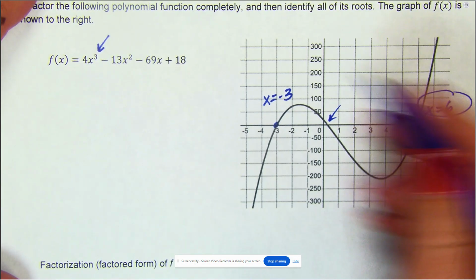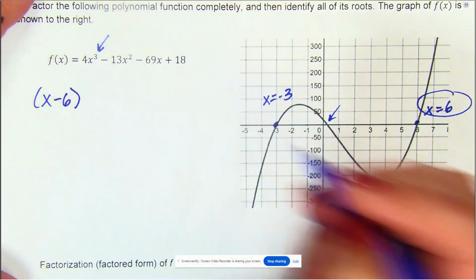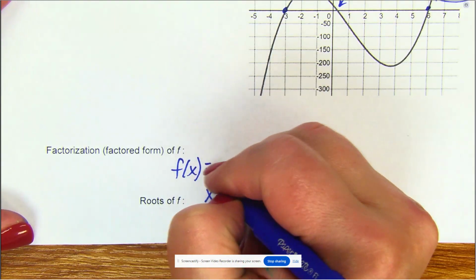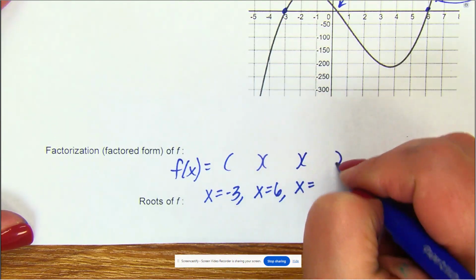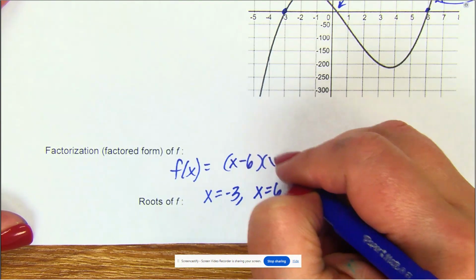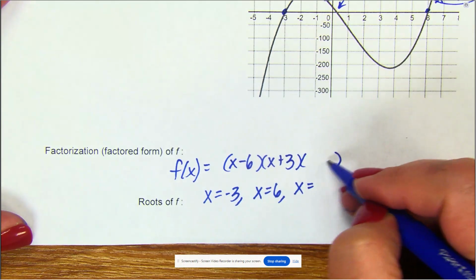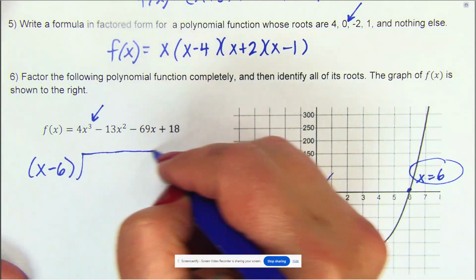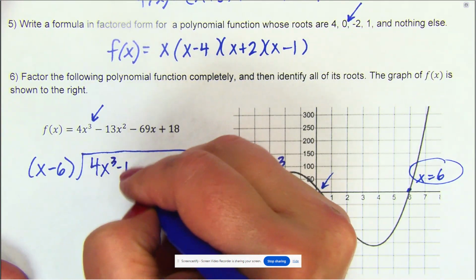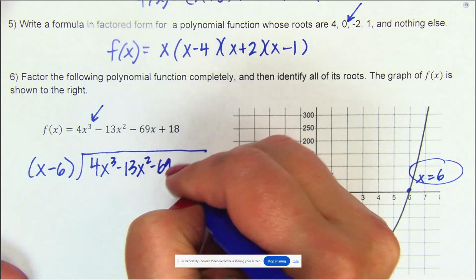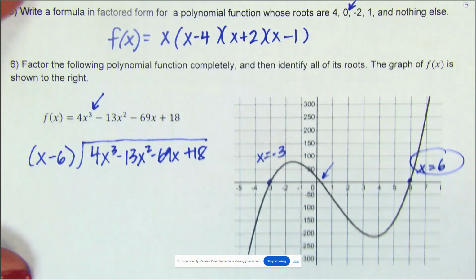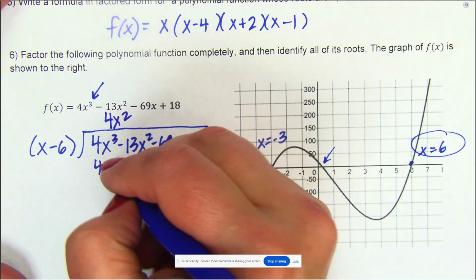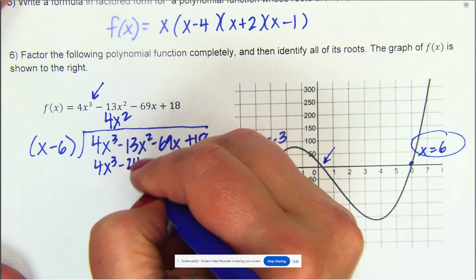So I'm going to use this one. If it's touching at 6, that means the factor was x minus 6. Which, by the way, I can already write that too. Look, f of x equals 1, 2, 3. I could put x minus 6 and x plus 3 in. I need to figure out this one, which will then give me this answer. So I'm going to divide x minus 6 into the polynomial. So 4x squared, 4x to the third, times 24x squared.